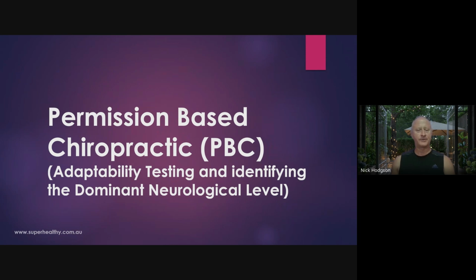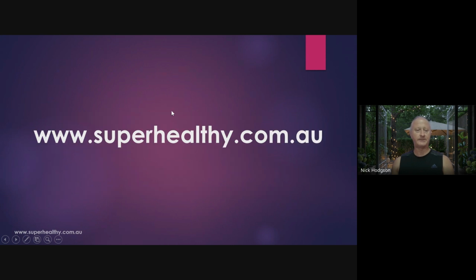Hello again. So in today's workshop, we're going to be discussing something that I call permission-based chiropractic. And as an extension to that, we're going to be talking about adaptability testing and how to identify the dominant neurological level. If you've watched previous workshops, you've probably heard some of these terms. If you haven't, it may be a good idea to go back and watch some of those other workshops as well. But we'll be explaining this in more detail today.